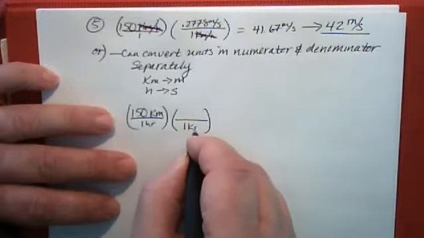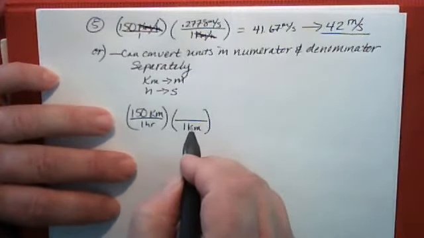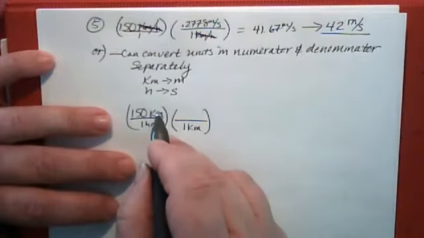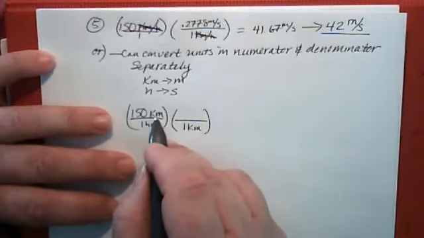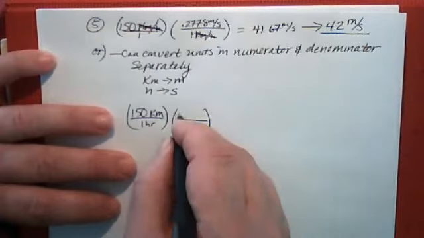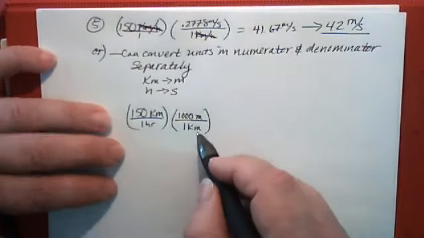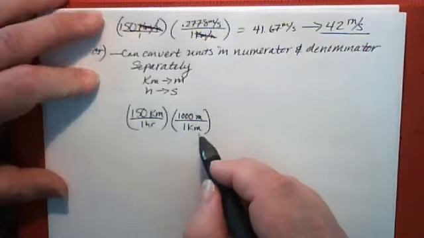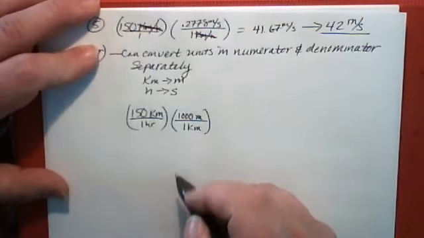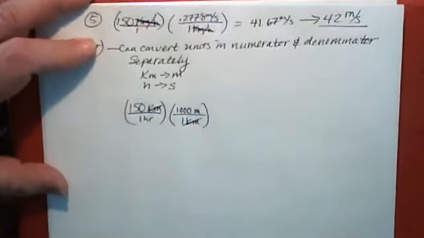So that means kilometers goes in the bottom of the first conversion factor, and then meters goes in the top. 1 kilometer is 1,000 meters. That's what kilo means. It means 1,000 of something. So a kilometer is 1,000 meters. Now notice that we've gotten kilometers to cancel out.